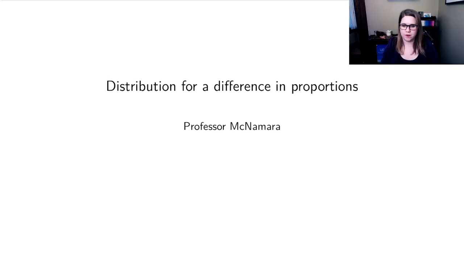So we've talked about inference for one proportion, inference for one mean, and now we're going to talk about inference for a difference in proportions. So we're going to start talking about the distribution, and then we'll move on to the inferential methods.